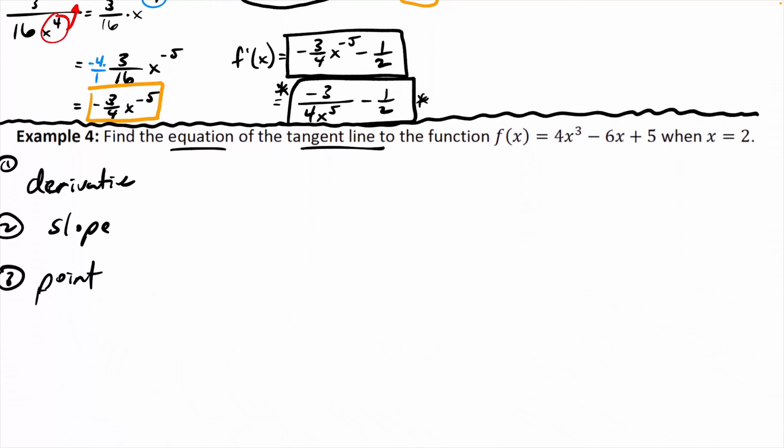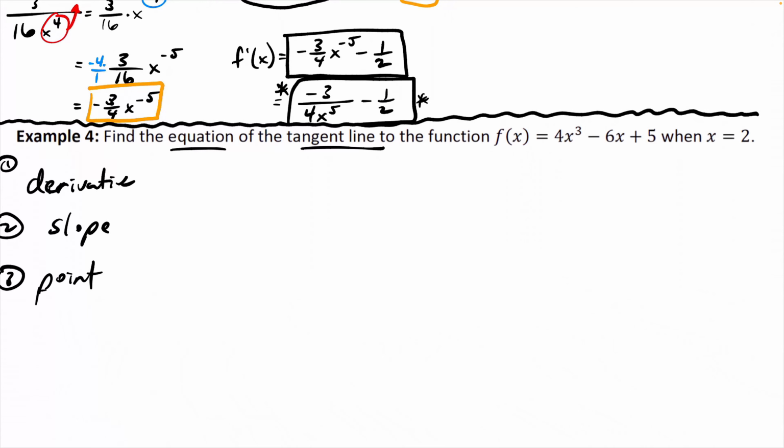So let's start with the derivative. What's the derivative of 4x cubed? 12x squared. Minus. What's the derivative of negative 6x? Negative 6. What's the derivative of positive 5? 0. Okay, so that's number one. Now let's do number 2. How do I find the slope at x equals 2? Plug it in.